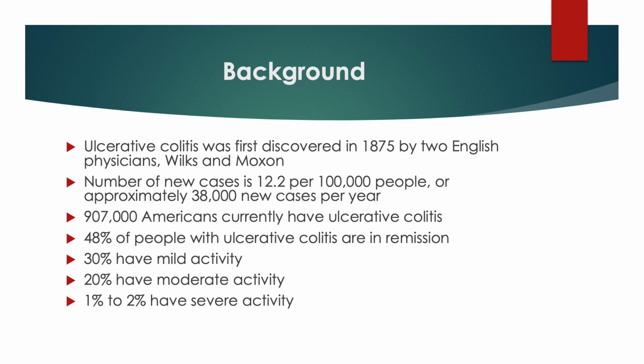A little more background information on ulcerative colitis is that it was first discovered in 1875 by two English physicians named Wilkes and Moxon. The number of cases is 12.2 per 100,000 people, or approximately 38,000 new cases per year. There are about 907,000 Americans that currently have ulcerative colitis. 48% of those people are in remission, 30% have mild activity, 20% have moderate activity, and about 1 to 2% have severe activity.